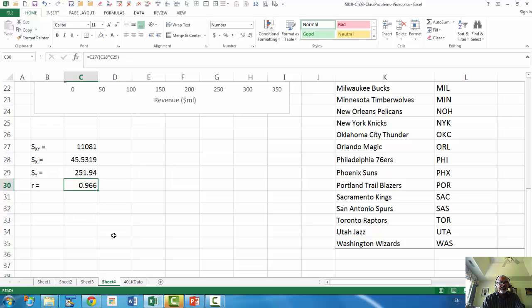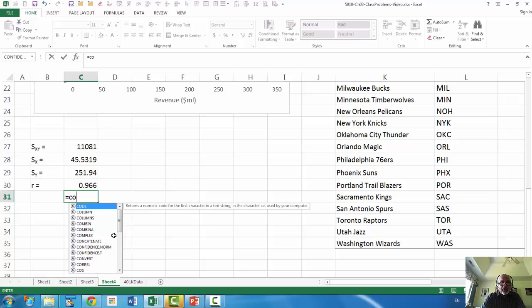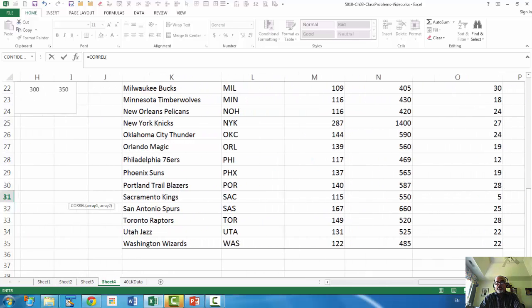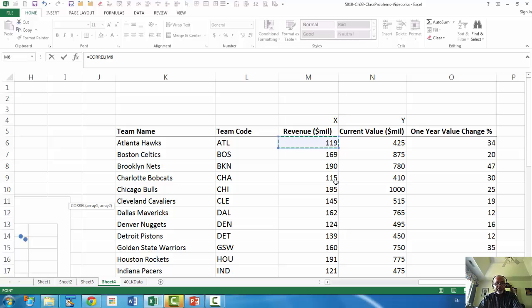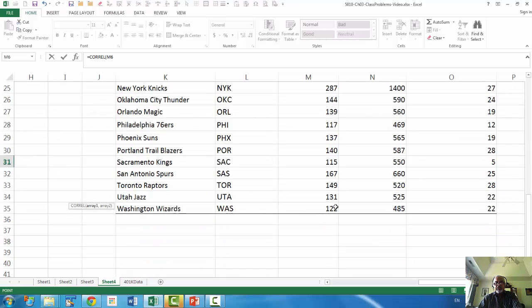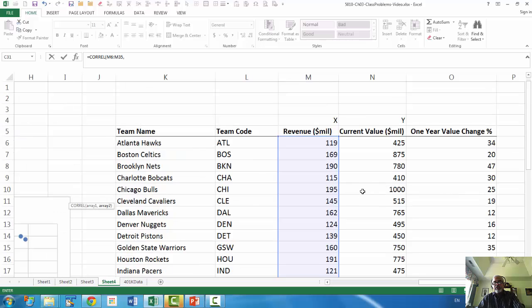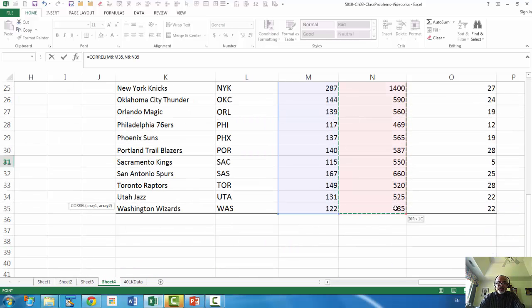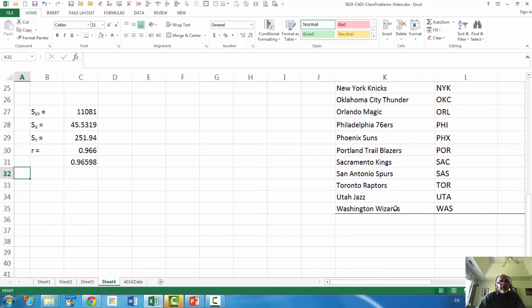And Excel has a function called CORREL, which we can use to directly compute the correlation coefficient value instead of having to compute S sub xy, S sub x, and S sub y, and then calculate R. We can go directly to R by simply using the CORREL function. Again, the order doesn't matter. You can give x and then y, or y and then x in the range, and you get, of course, the same answer.